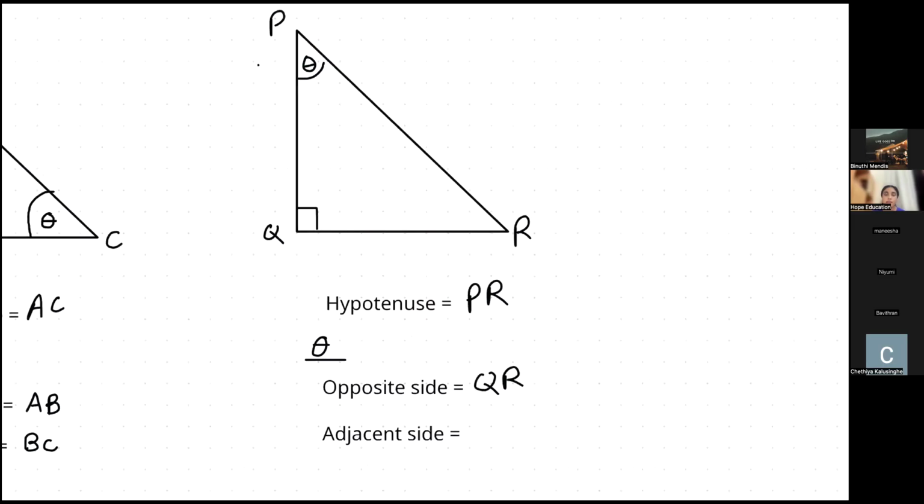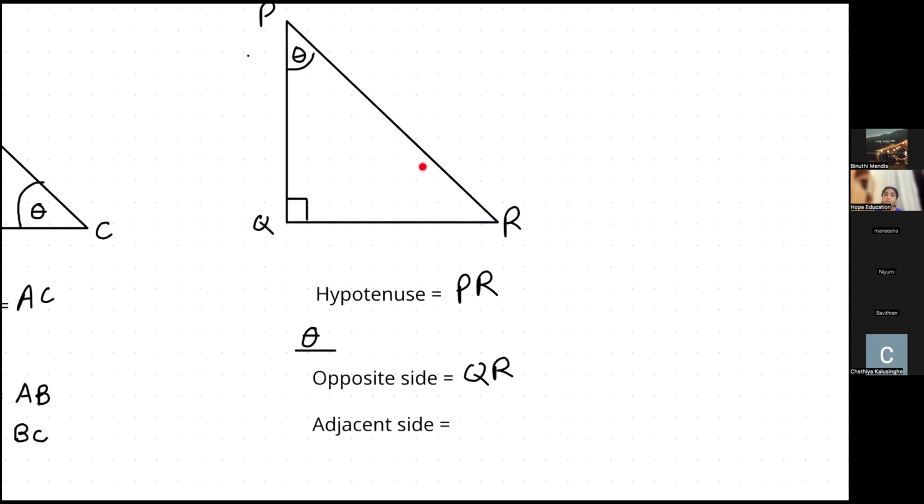What is the adjacent side to theta? Here. That means the other side next to theta is the hypotenuse, so we don't care about that. I'm talking about the other side. That is this PQ. The adjacent side is PQ. So whenever you are given a right angle triangle, you should be able to identify the hypotenuse. And with regard to a particular angle, you should be able to identify which one is the opposite side and which one is the adjacent side.